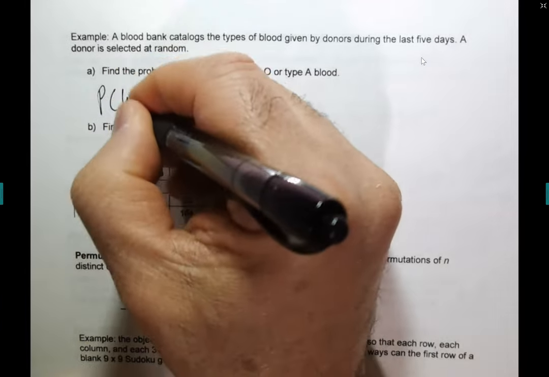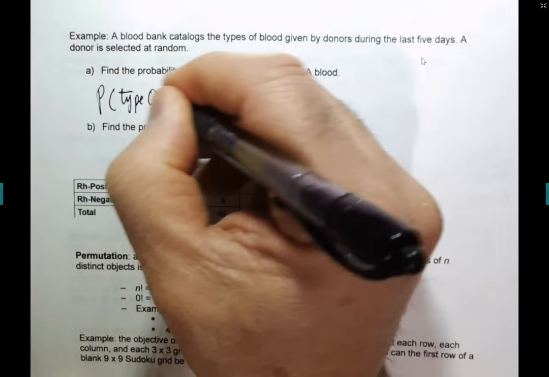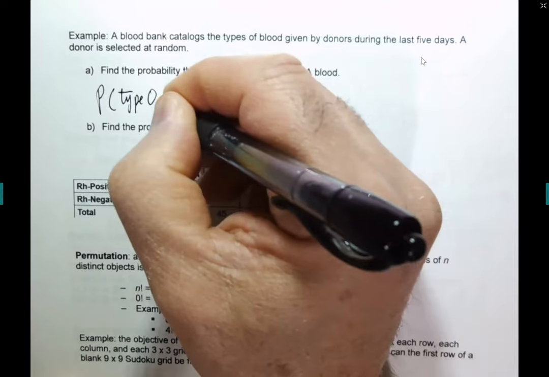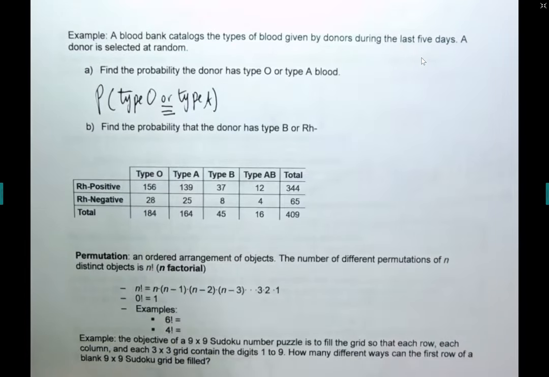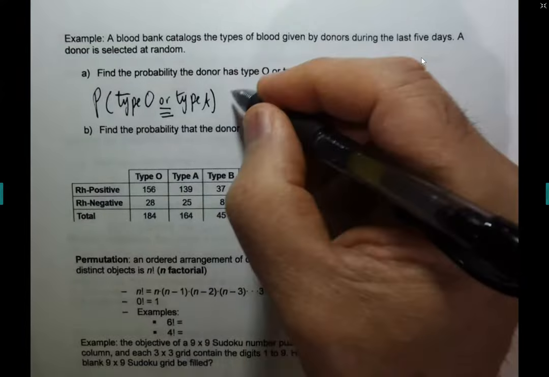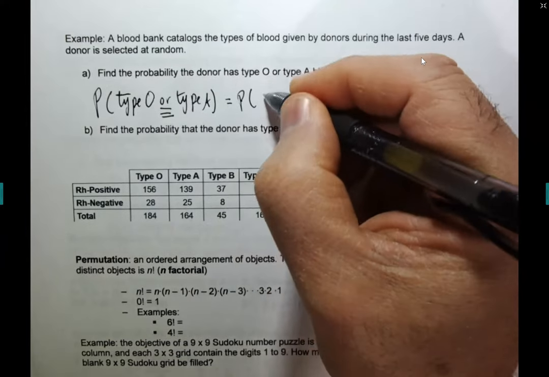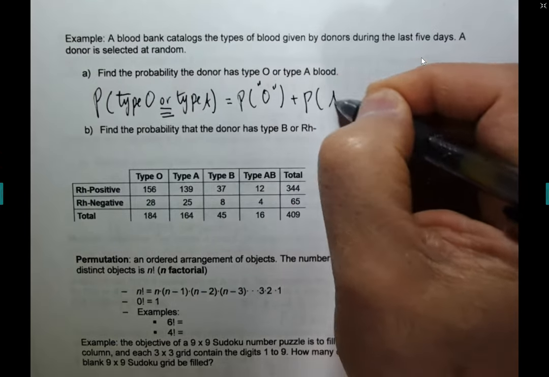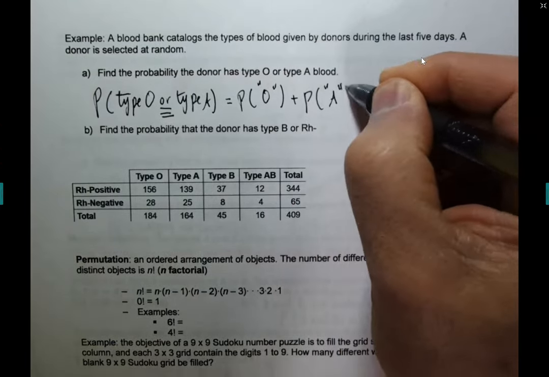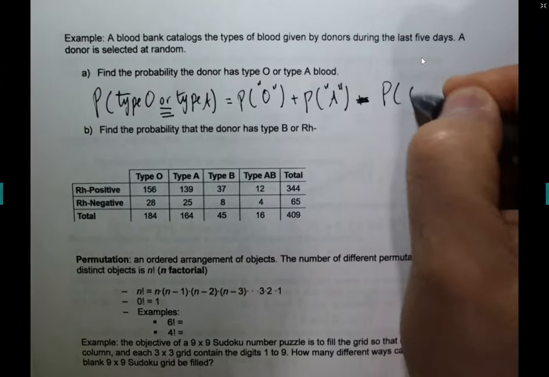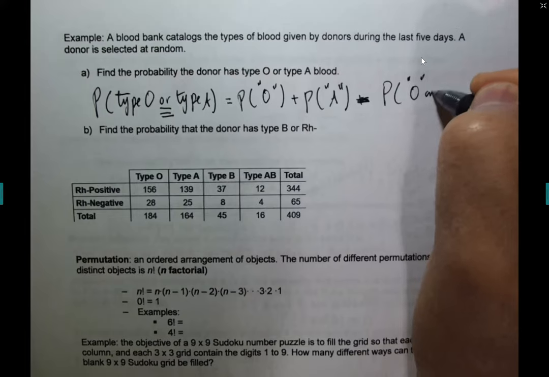So probability of type O or type A. There's an OR. So according to the rule, guys, probability of A or B is probability of the first event, type O, plus probability of the second event, type B, minus probability of the two events happening at the same time.